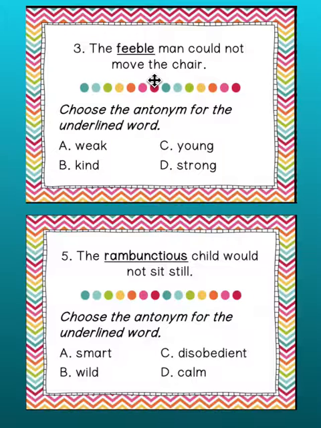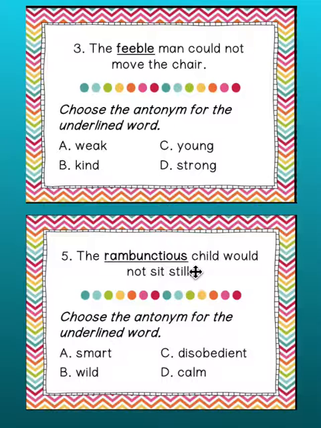What is the antonym for that? The antonym would be strong, because a strong person could move it. Maybe they're weak from illness or they're weak from age, but weak is a synonym, strong is the antonym. We're looking for antonyms. Let's look at the next one. The rambunctious child would not sit still.